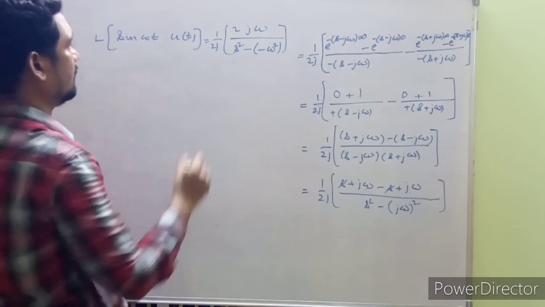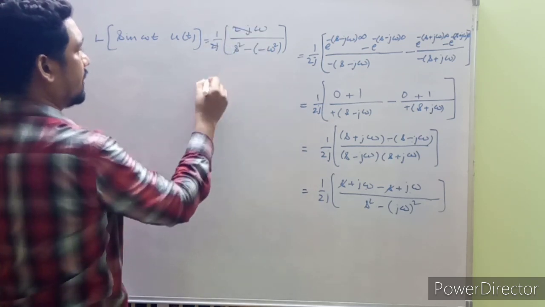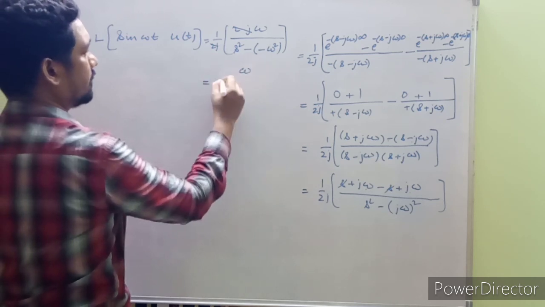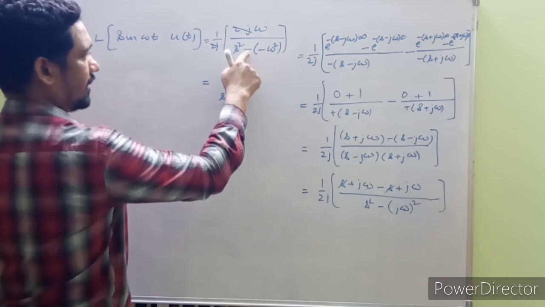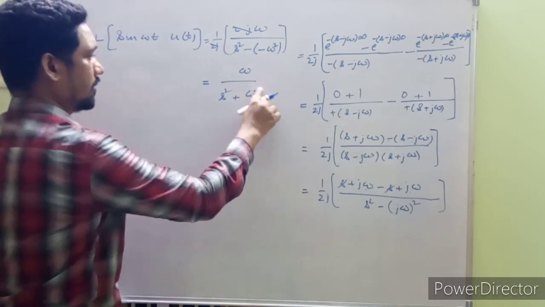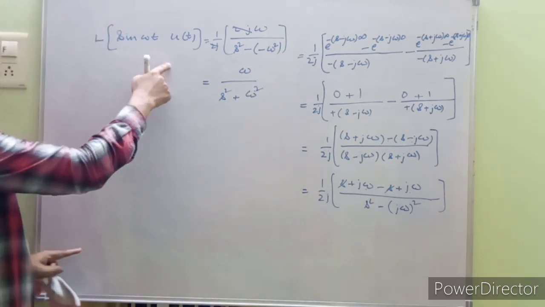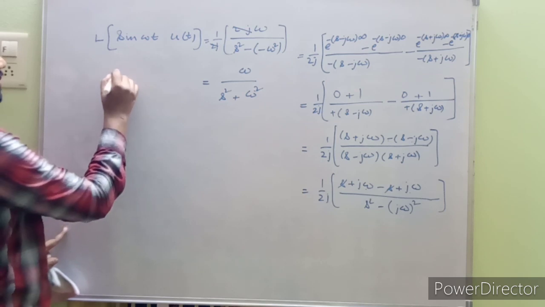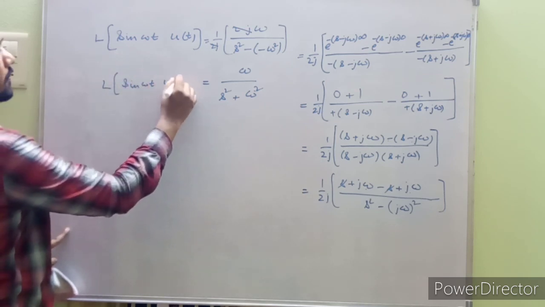Something gets cancelled over here, so 2j in the denominator and 2j in the numerator get cancelled, and we will be left with omega by s square, and this negative, minus into minus, that will be plus omega square. Let me write more clearly, omega square. This is the Laplace transform of sine omega t u of t.